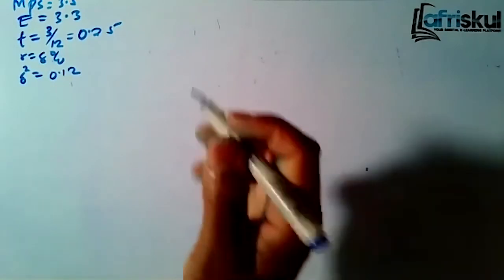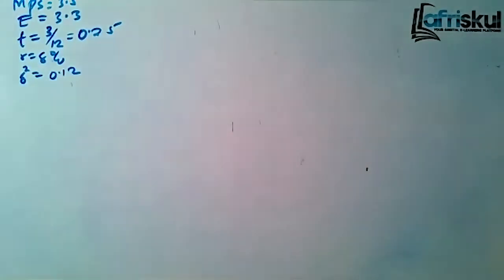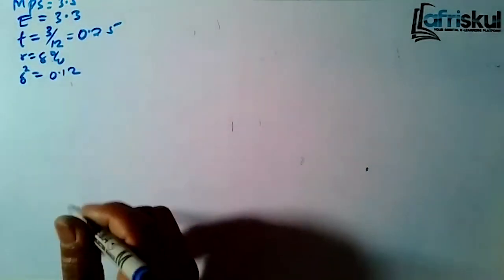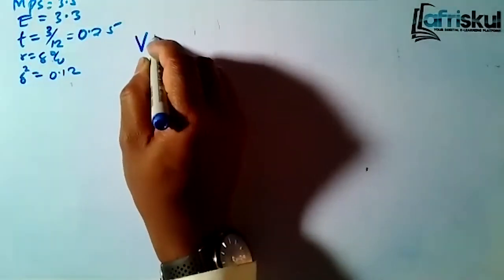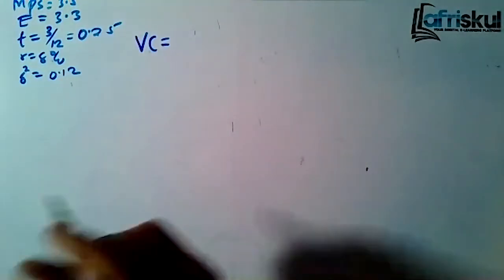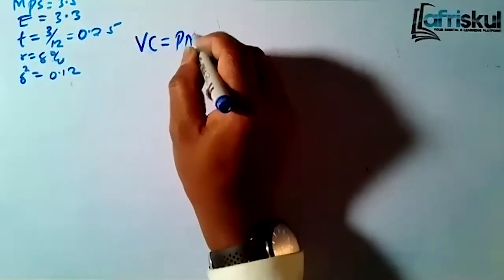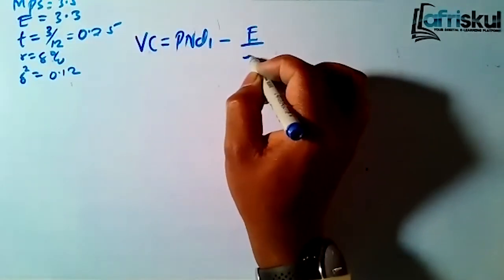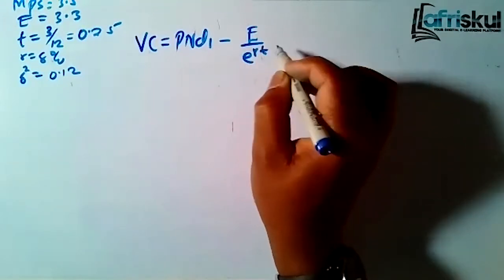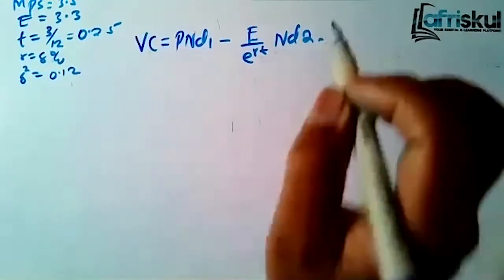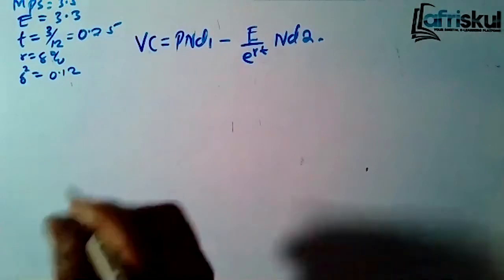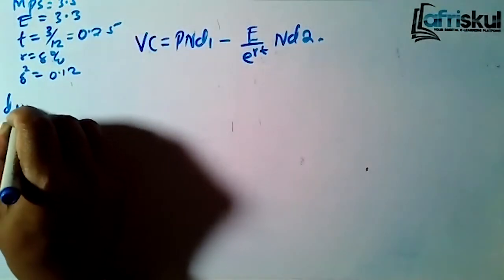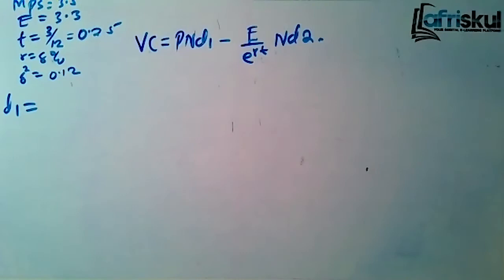Now let's come back. So now let's get the value of the call. We have said that the value of the call, you take P N(d1) minus E raised to the power negative RT, N(d2). And how do we get d1? This is how we get d1.